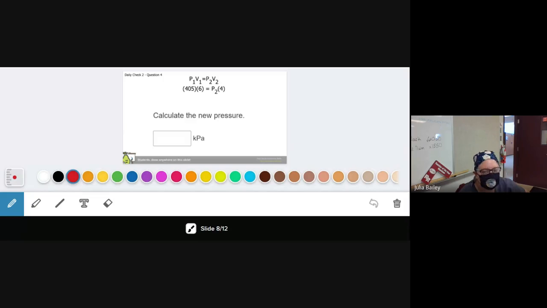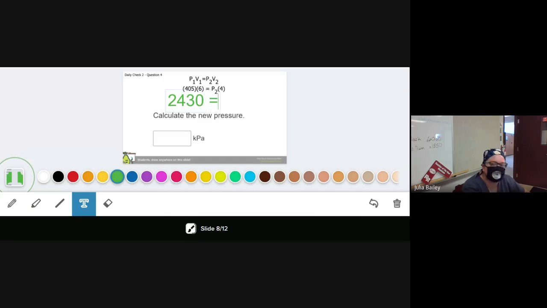Okay, so for number 4, they want the answer. That means you're gonna have to actually calculate, right? So simplify. The left side says 405 times 6, so do that math. 405 times 6 is 2430, and that's gonna equal basically 4x.